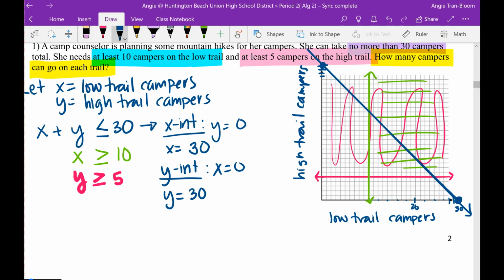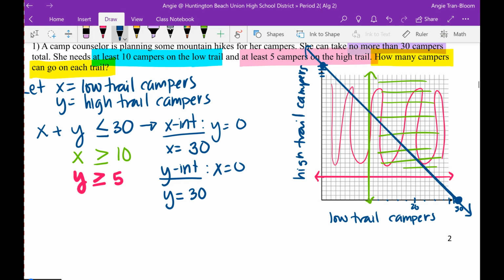Okay. Now, we have to decide where to shade. I have 3 awesome lines. What point do you want to use for testing? 0, 0. Let's plug it in. 0 plus 0. True or false? Less than or equal to 30? True. Should I say everything below here, or should I only focus on a particular region? Here? No. Here? No. Here? Right here? Yes. Okay.